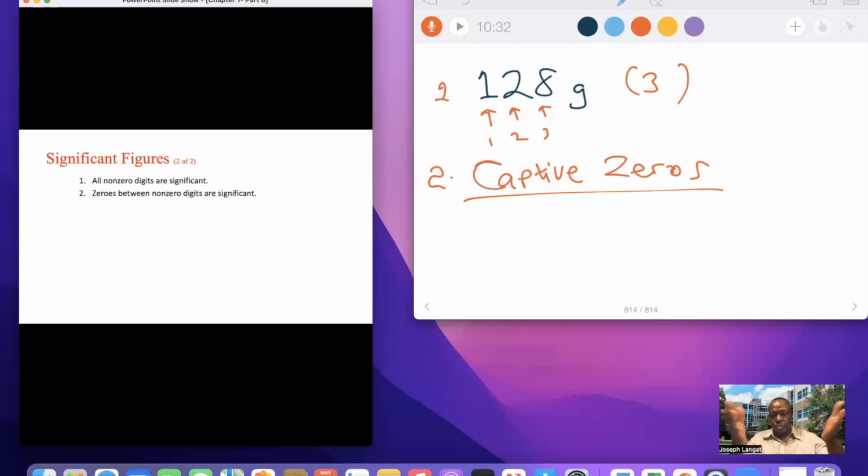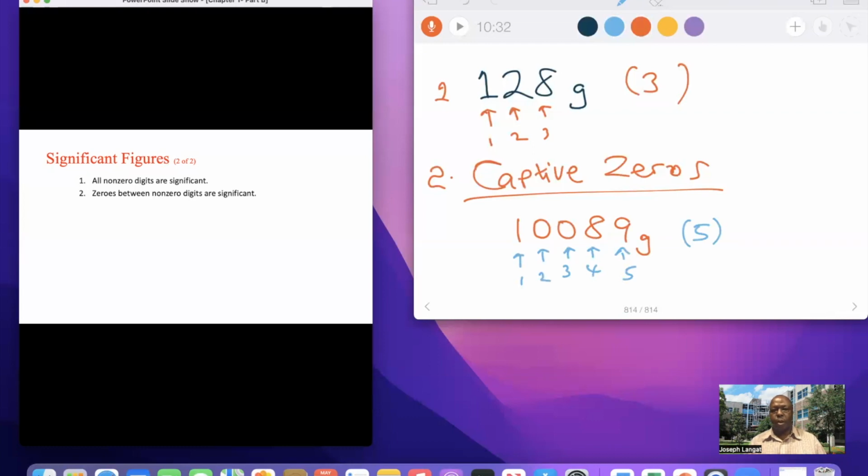They are captured in between, basically. So if I have this, 10089, if you count here, this is what we are talking about: 1, 2, 3, 4, 5. So 1, 2, 3, 4, 5, and this one has 5 significant digits.